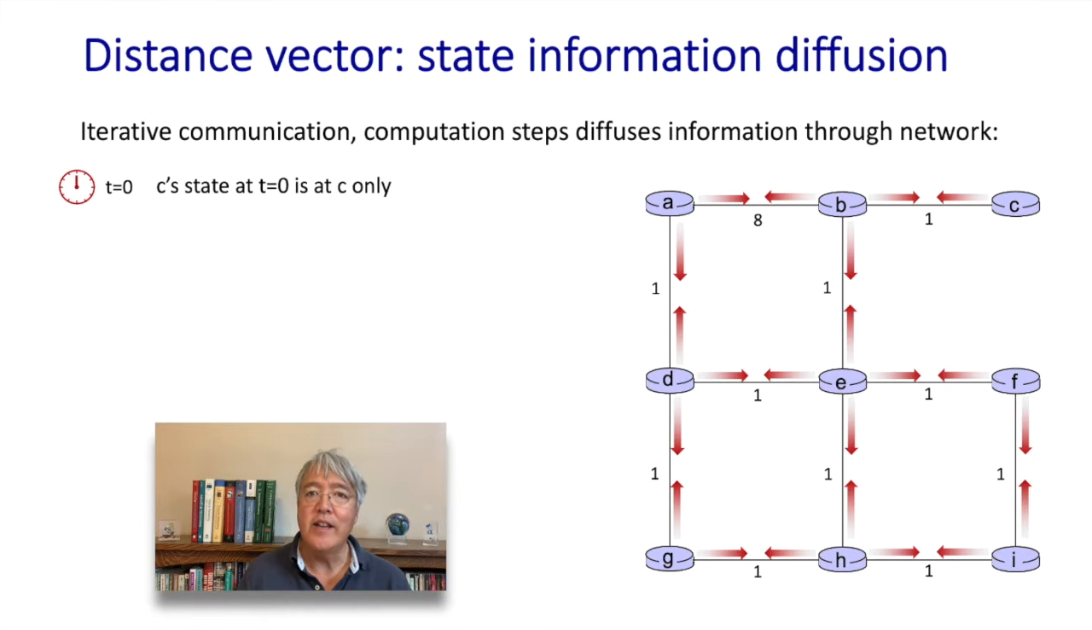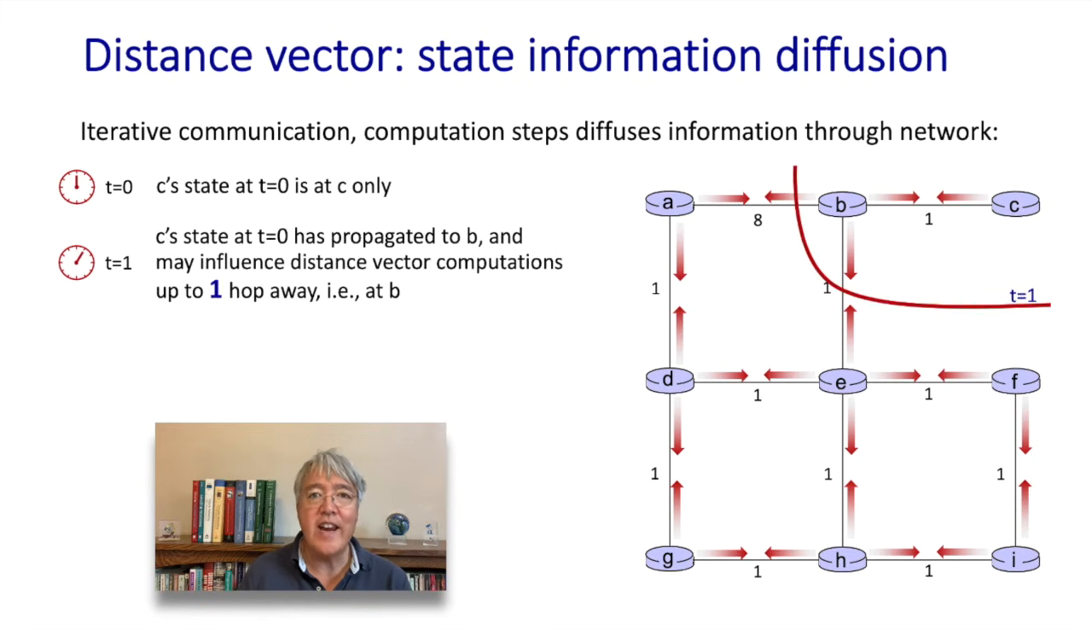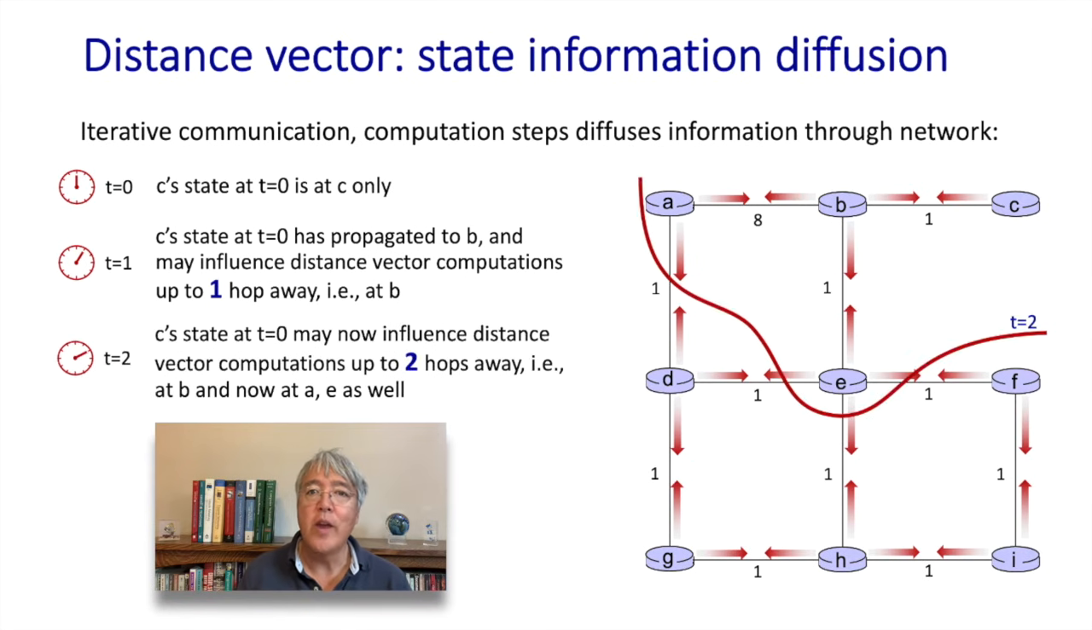node C. At t equals 1, C's state at t equals 0 has propagated over to B by the exchange of distance vectors. So at t equals 1, C's state at t equals 0 can influence the calculations at B at t equals 1. At t equals 2, information from node C at t equals 0 has propagated further to nodes E and to nodes A. And imagine you're node E. At t equals 2, you're seeing the first influence of the state of node C at t equals 0, now at t equals 2, 2 time units later.